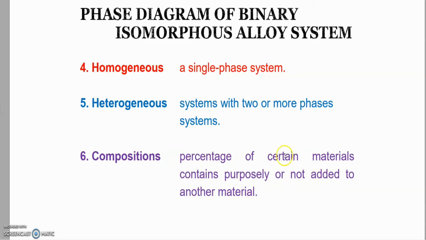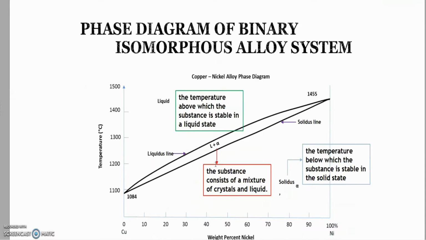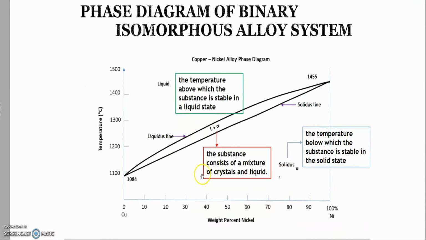Peratus setengah material yang mempunyai ataupun yang tiada material sama ada dia pure ataupun tidak. Okay, komposisi lah dalam bentuk peratus. Okay, this is a phase diagram of copper and nickel. Okay, copper nickel alloy phase diagram.